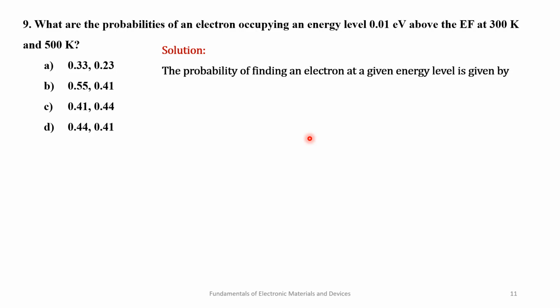So we have to find out the probability of the electron occupying the energy level, which is given as 0.01 electron volt above the EF at 300 and 500 Kelvin. So same equation at two temperatures you have to solve. E minus EF will be the same. So in both cases, what is the probability of finding the electron there? Same energy level difference, but at two different temperatures, what will be the probability?